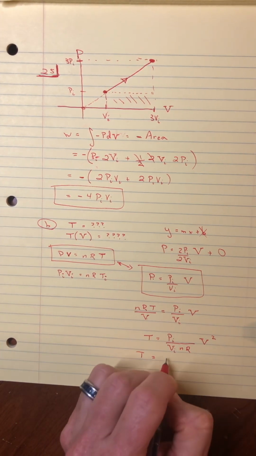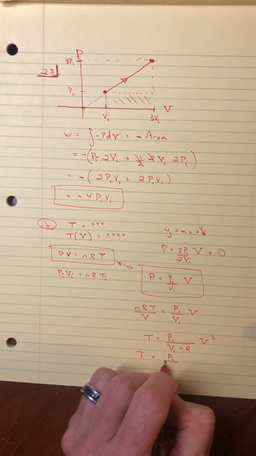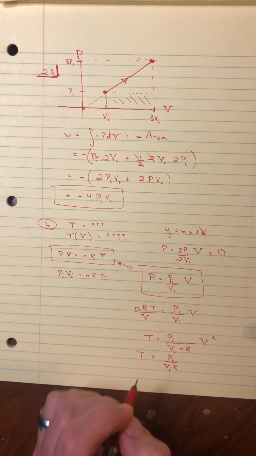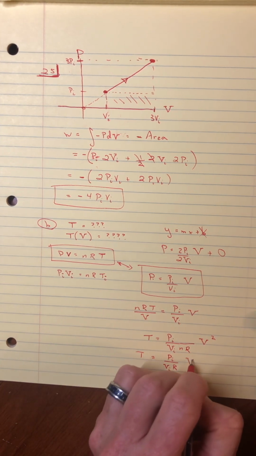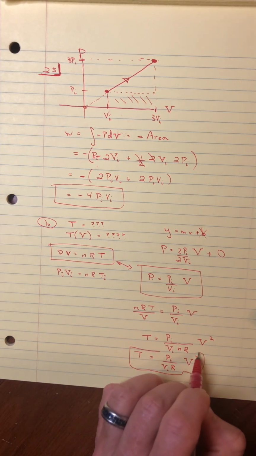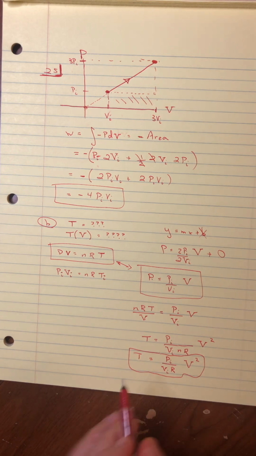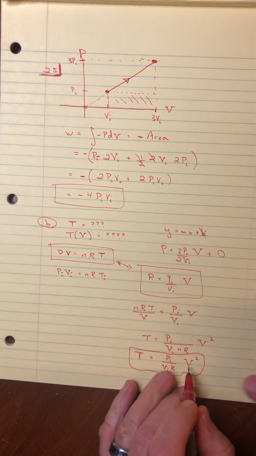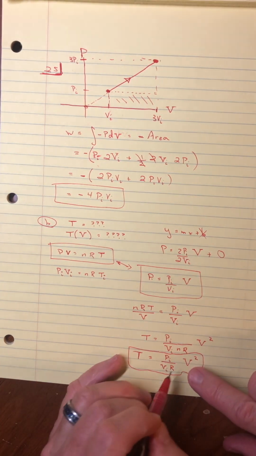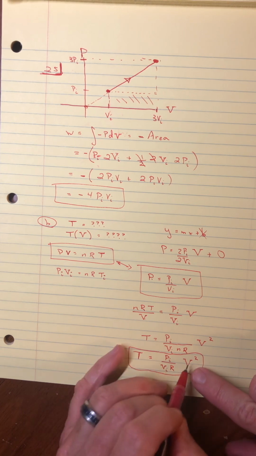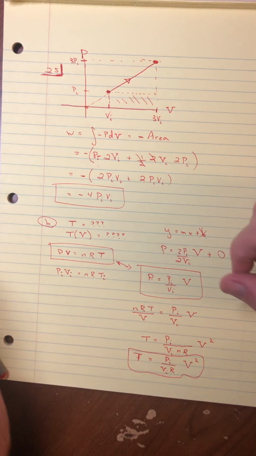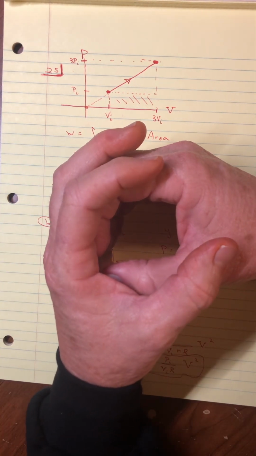And so I have initial pressure over initial volume times R is then times volume squared. And so this is the part that I was saying, that the temperature is going to go up dramatically. So in other words, we increased the volume by a factor of 3, and it's 3 squared. So what's going to happen is the temperature is going to go up by a factor of 3 squared, which is 9.